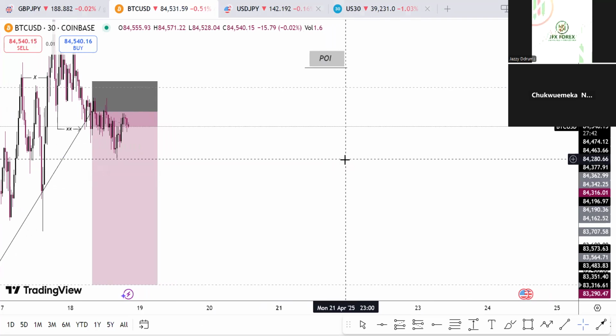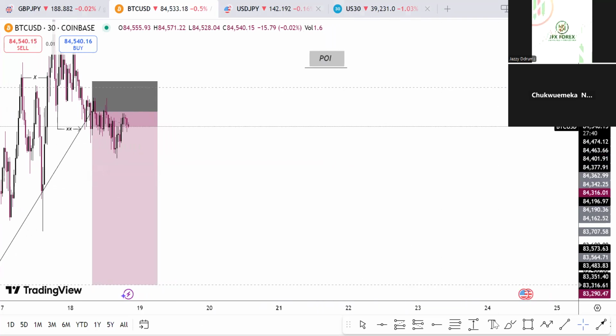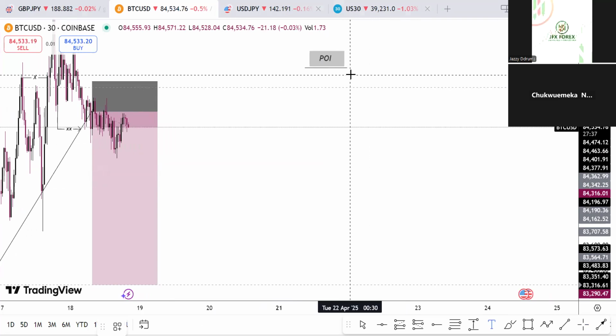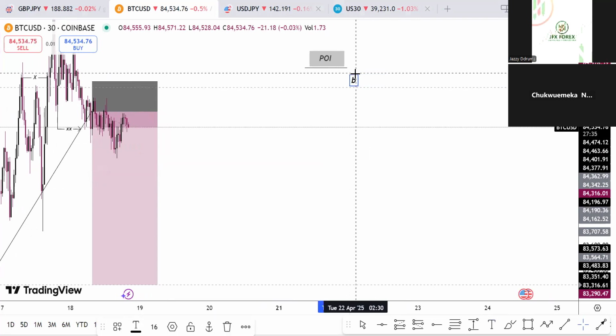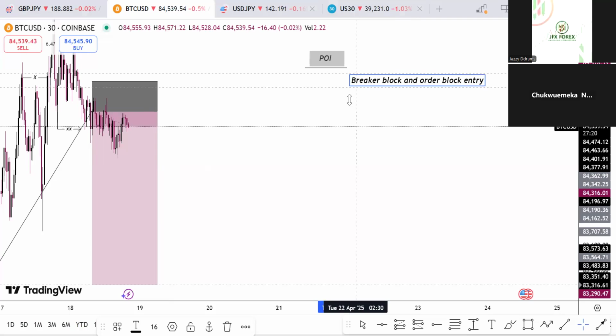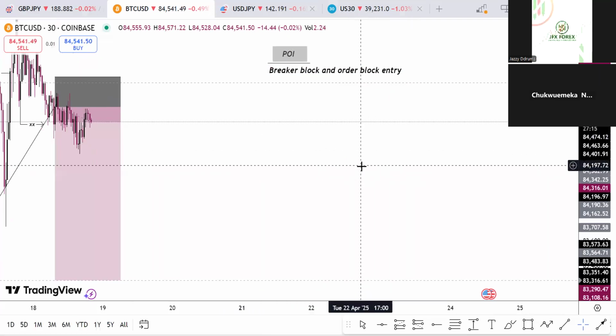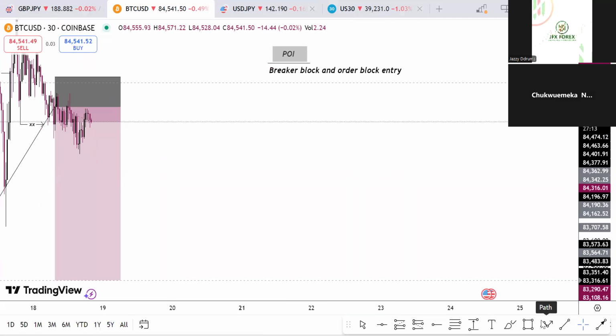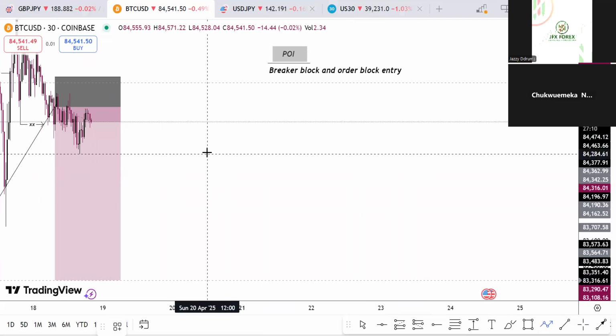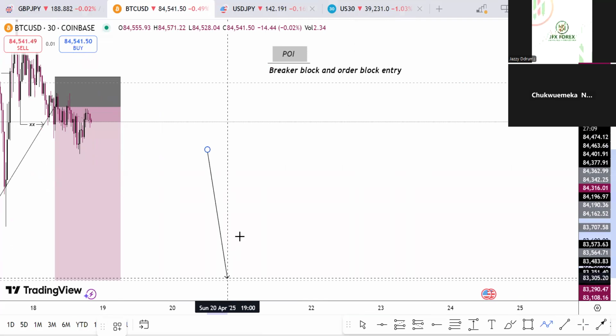So we're talking about POI today, and in our POI segment, we have the breaker block entering and the order block entering model. So those are the two things we have under our POI. Now, let's go back to it. Our POI is all about us having, same way we have our structures.